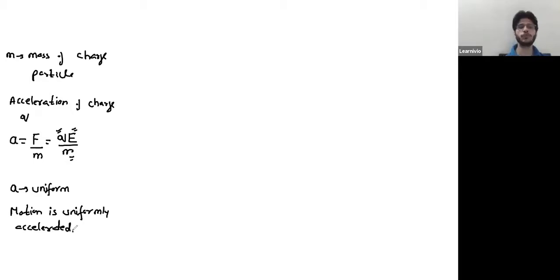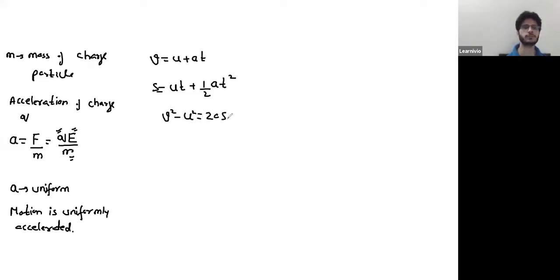So if motion is uniformly accelerated, then you can use three equations. Like for uniformly accelerated motion, you can use this equation, V is U plus AT. You can even use this equation, S is UT plus half AT square. You can even use this equation that V square minus U square is 2AS.